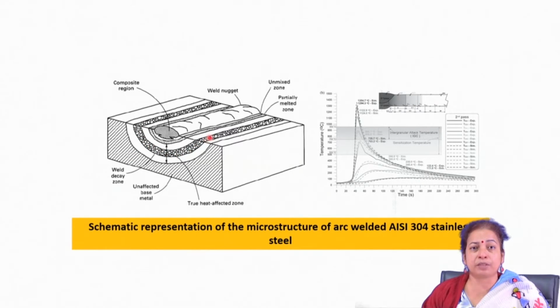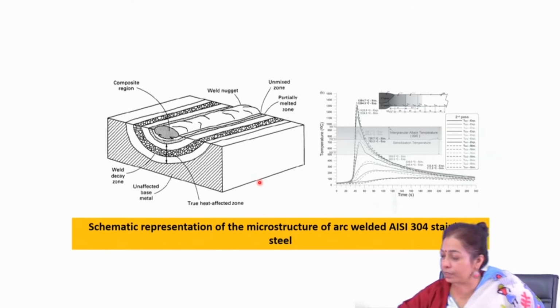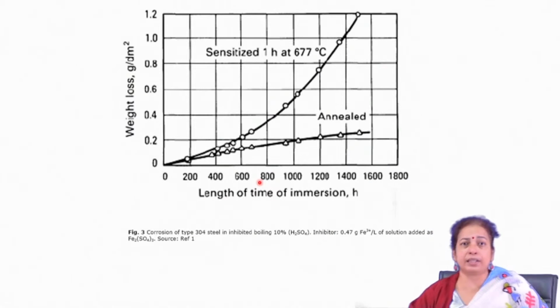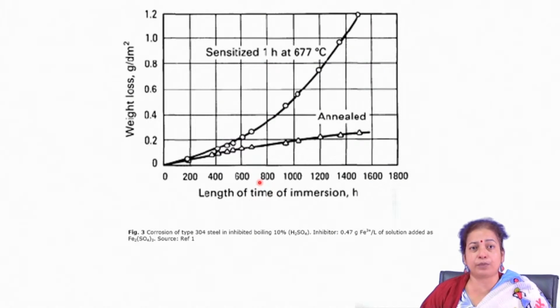If you see the microstructure of the grain boundaries of the AISI 304 stainless steel which has been subjected to arc welding, the heat affected zone consists of a lot of chromium carbide precipitates along the grain boundary areas. As a result, when the steel after the welding operation encounters any kind of corrosive environment, you will find the corrosion rate of the heat affected zone is much faster than that of the rest of the other regions. So, the steel is called sensitized steel.